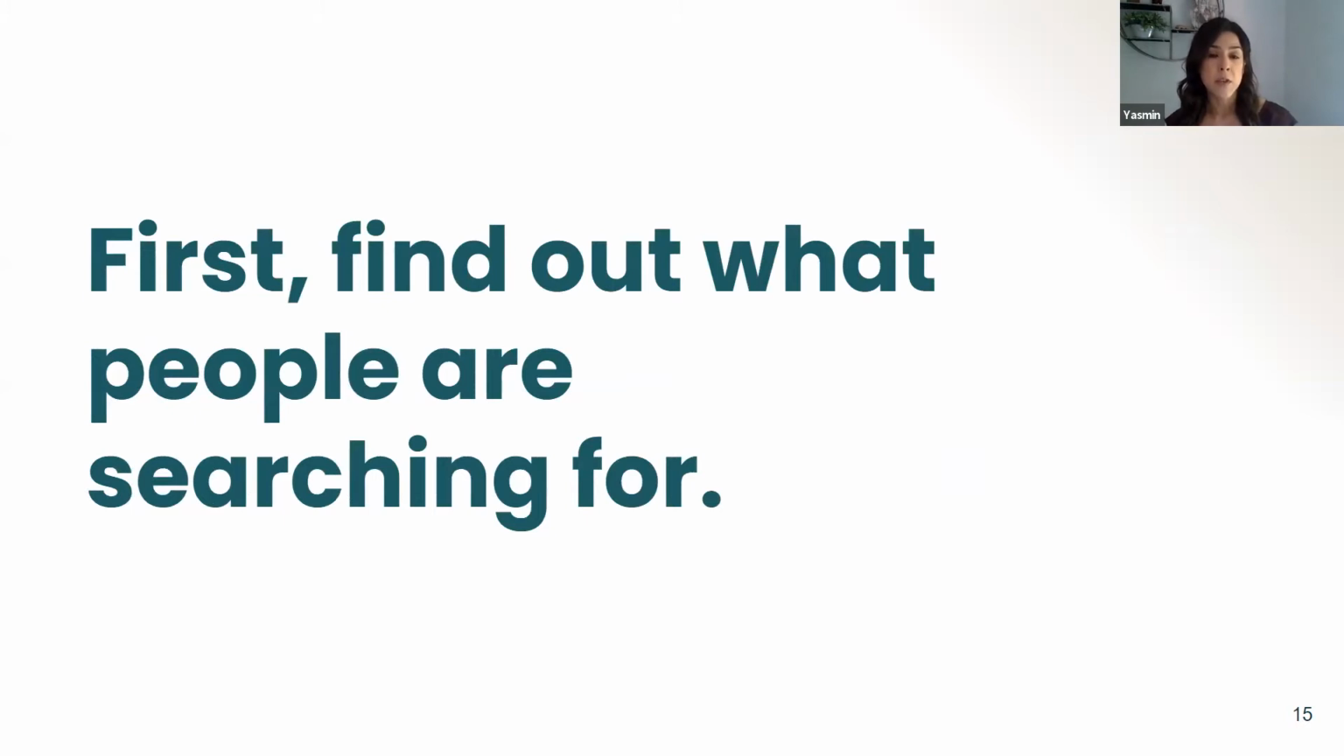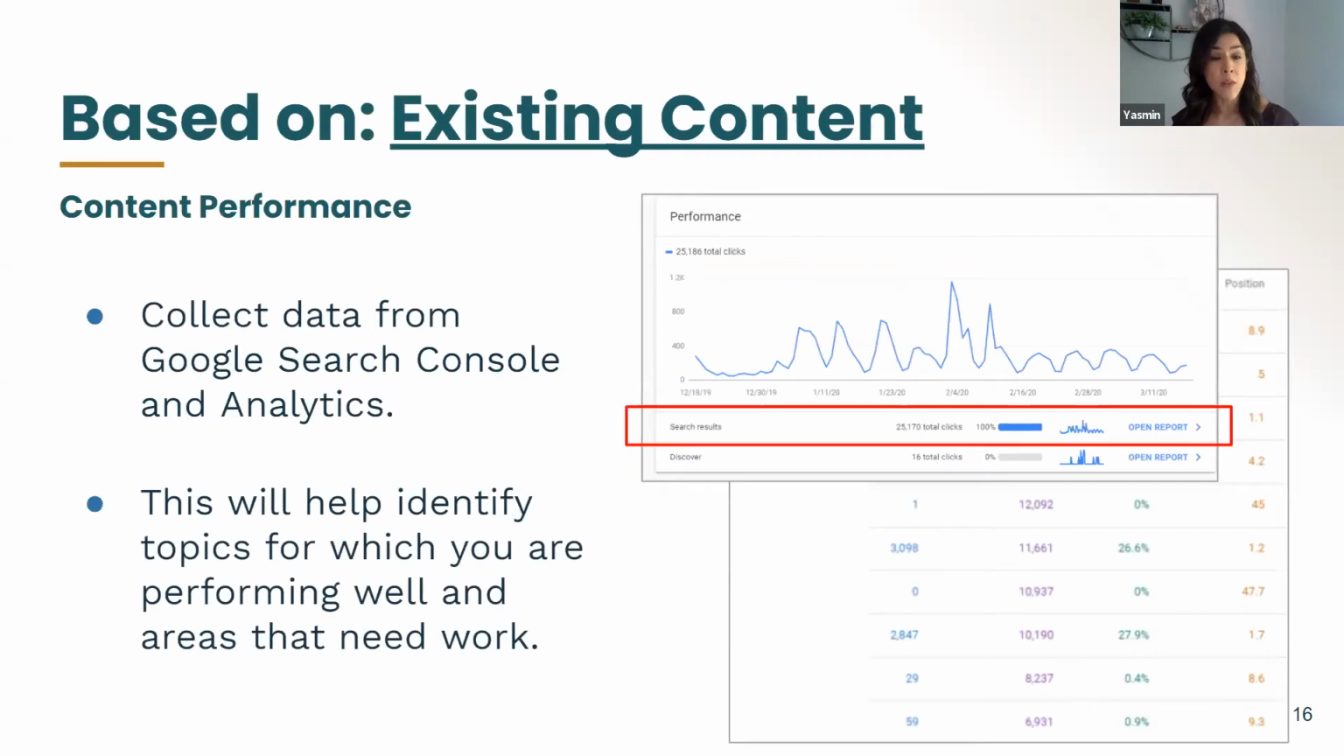So the first step is to find out what people are actually searching for. One of the ways that you can do this is based on your existing content. This is a great free way that you can actually take a look under the hood of your website and see exactly what is resonating with people already. So you can collect data from Google Search Console as well as Google Analytics. And this will really show you different areas that you're performing well for, and then maybe areas that potentially need some more work or development.